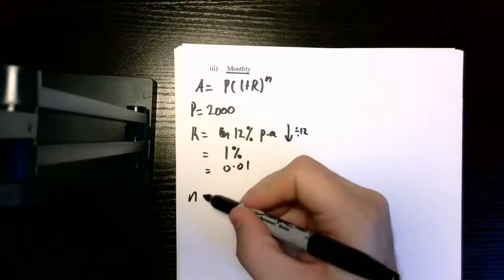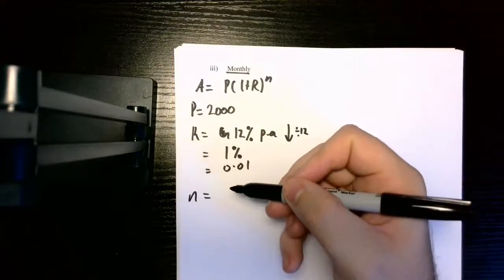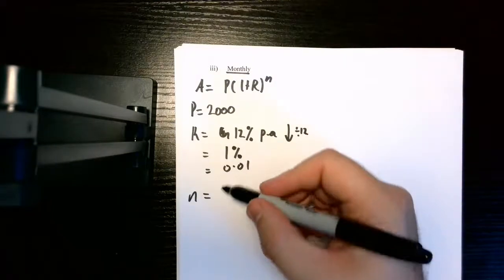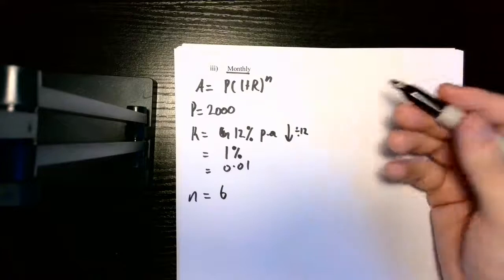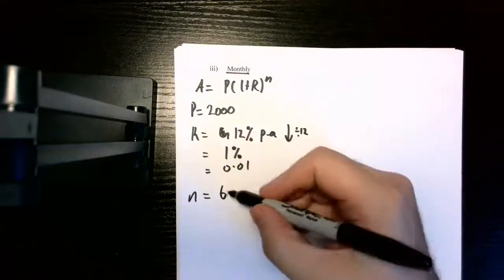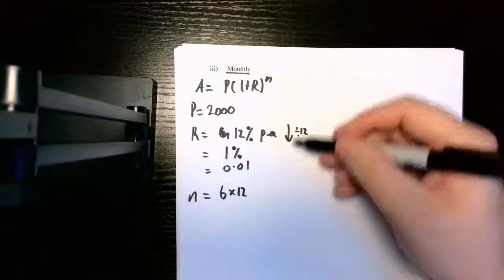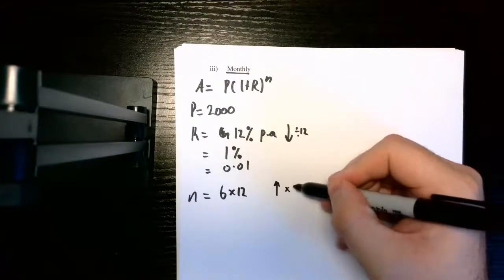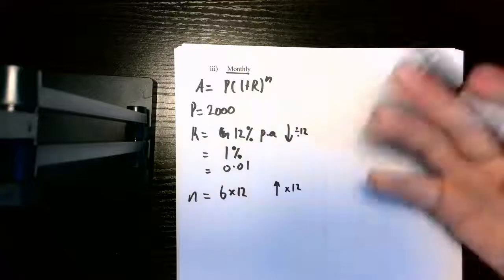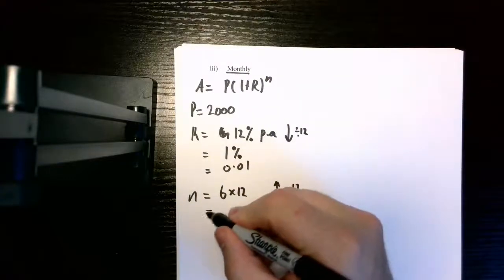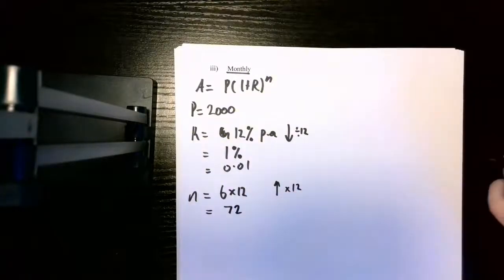And again, now I need to adjust my number of compounding periods. If it is in there for 6 years and we're compounding each month, that is 6 times 12 lots of our months. If this has gone down by a factor of 12, this must go up by a factor of 12 because we are increasing it by the same amount. So 6 times 12 gives us 72.